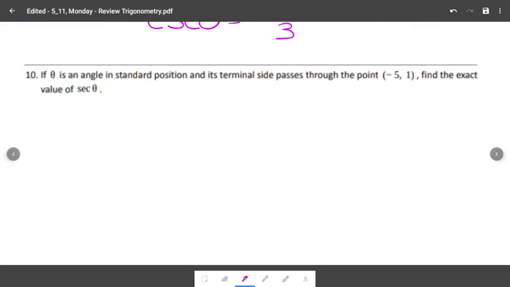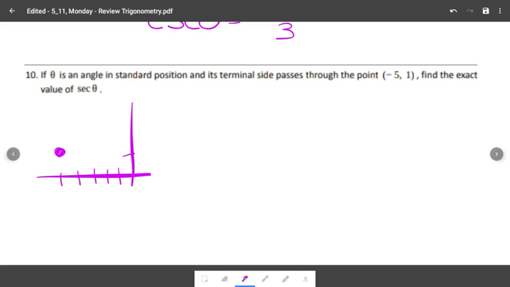Question 10. If theta is an angle in standard position and its terminal side passes through the point -5, 1, find the exact value of secant theta. Now, this one does not say unit circle anywhere, so we cannot use the same concept as the last question, question 9. So as of right now, the only thing we can do is plot this point.